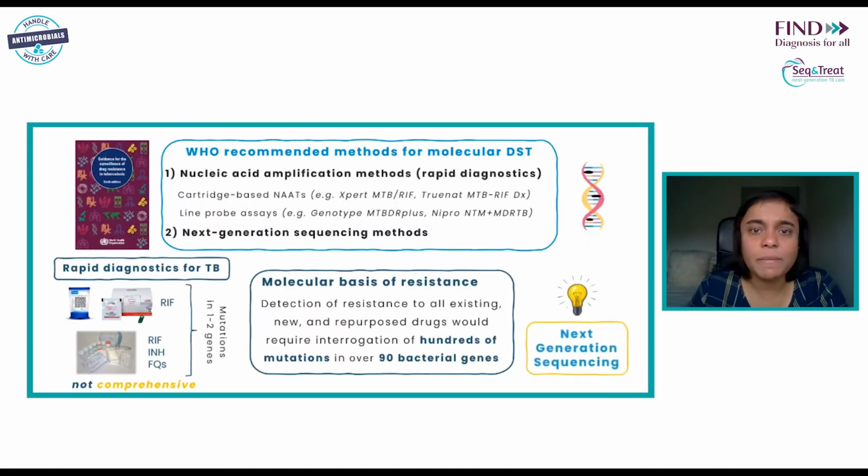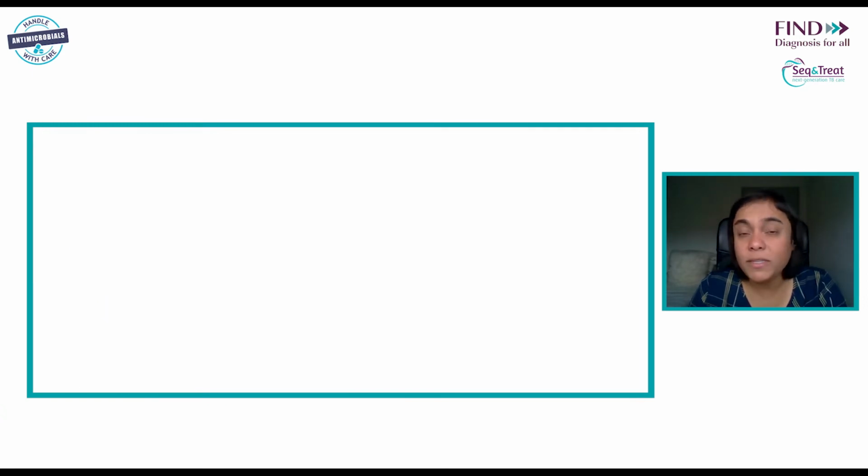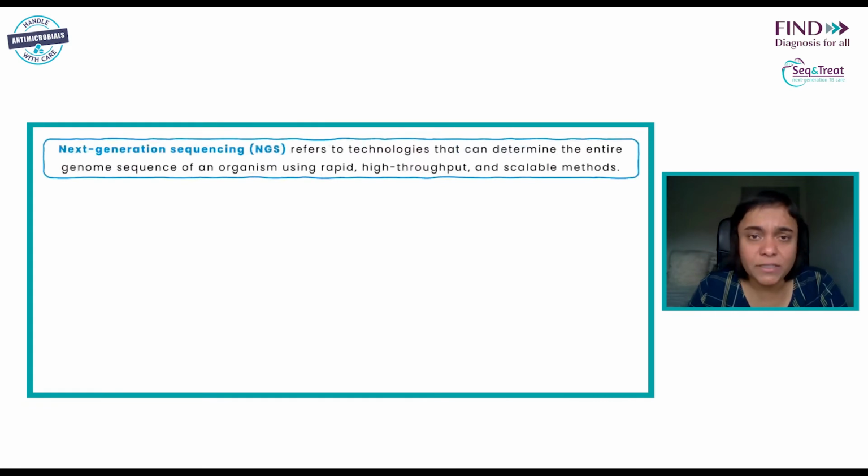These limitations can be addressed by next-generation sequencing technologies that can provide DST as comprehensive as phenotypic testing within a much shorter time. So what is next-generation sequencing? NGS, or next-gen sequencing, in fact is a collective term for technologies that can determine the entire genome sequence of an organism using rapid and high-throughput methods.